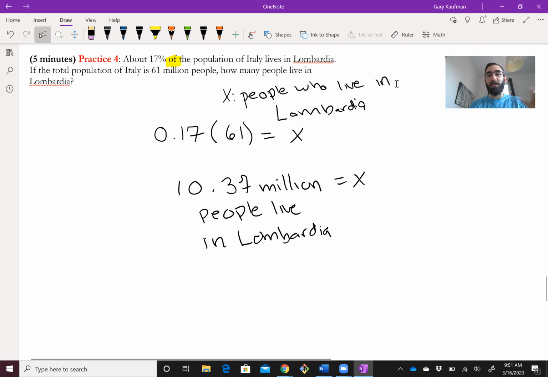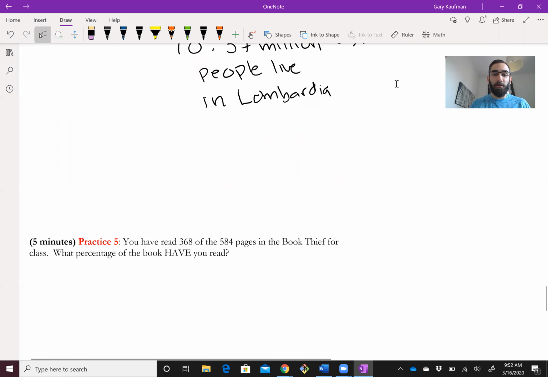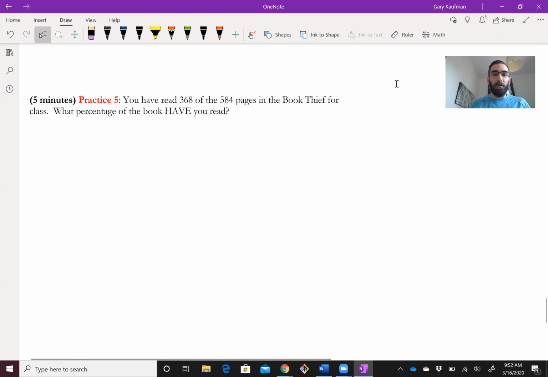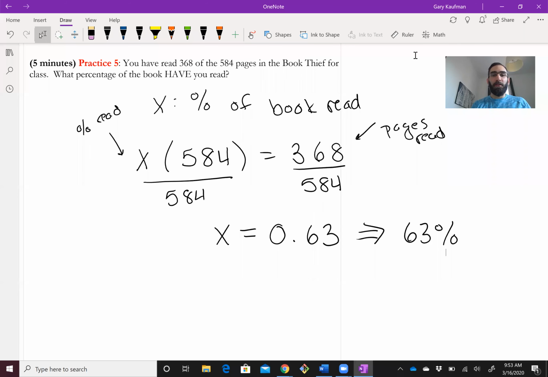Hopefully we're trying to decide, sometimes we like one approach versus the other. They're both very useful. Okay. Here's practice 5. Go ahead. So just for us to see on this last example, we have percent read matches pages read. And when we solve the equation, we got 0.63, which is the same as saying 63%.